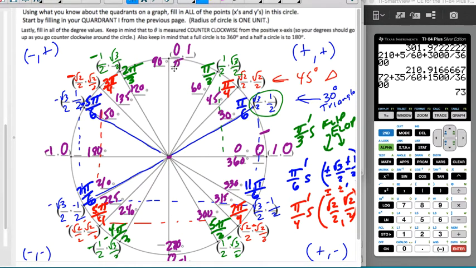So this is pi over 2. This is 2 pi over 2, which is just pi. This is 3 pi over 2. And this is 4 pi over 2, which is the same as 2 pi. So that crazy blob of stuff, that's your unit circle.